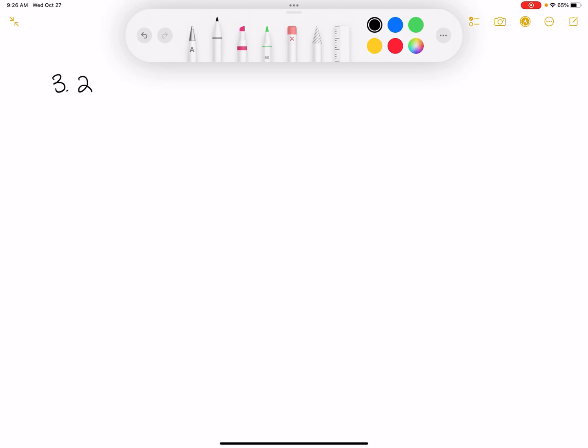3.2. Solve linear systems algebraically.